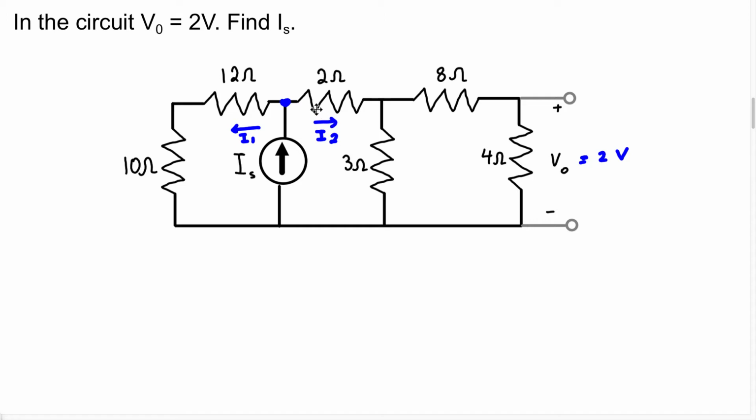So once the current I2 flows in this direction, once it reaches this node, it has 2 paths it can travel. It can flow this way. I'm going to label this current I sub 3, and it can flow this way. I'm going to label this current I sub 4. So we know the value of the voltage across this resistor, which is going to be VO, which equals 2 volts. So can we find the current I sub 4? Well, we can, can't we?